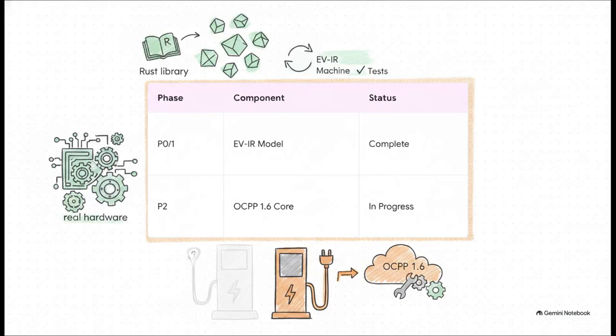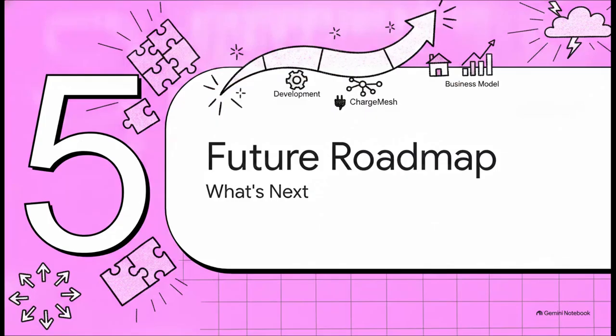Here is the current reality check. Phases 0 and 1 are fully complete. That means the Rust foundation is solid, all 16 of those EVIR entities exist, and the state machines are thoroughly tested. But Phase 2, which brings support for the world's most popular protocol, OCPP 1.6, is currently marked in progress. So until those protocol adapters are finished up, what we have is a really beautiful data model without a real-world physical connection.